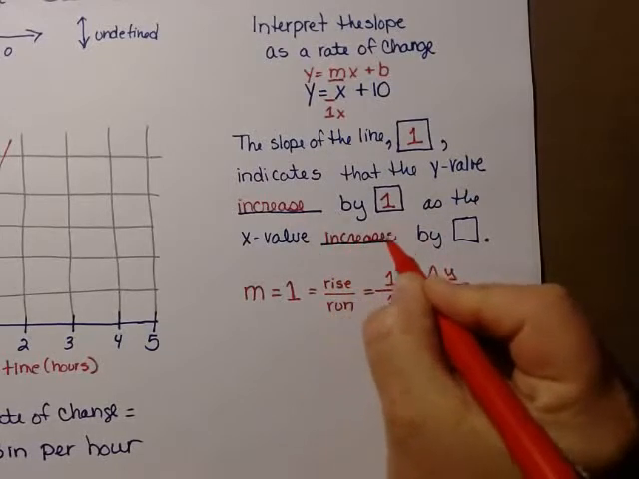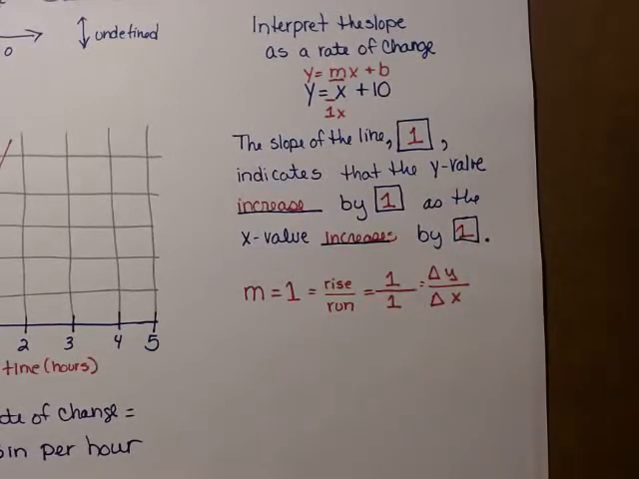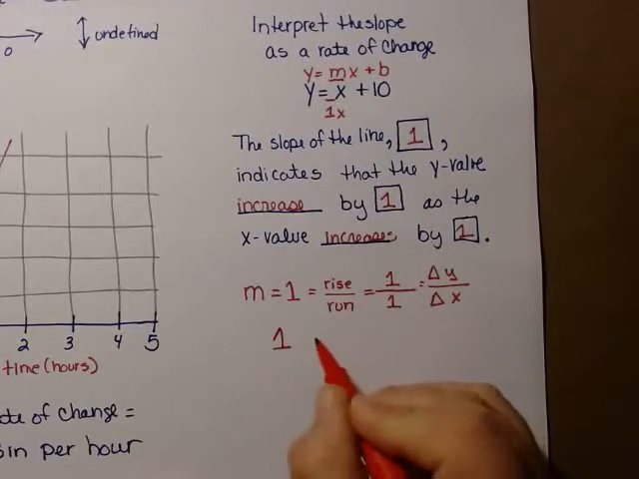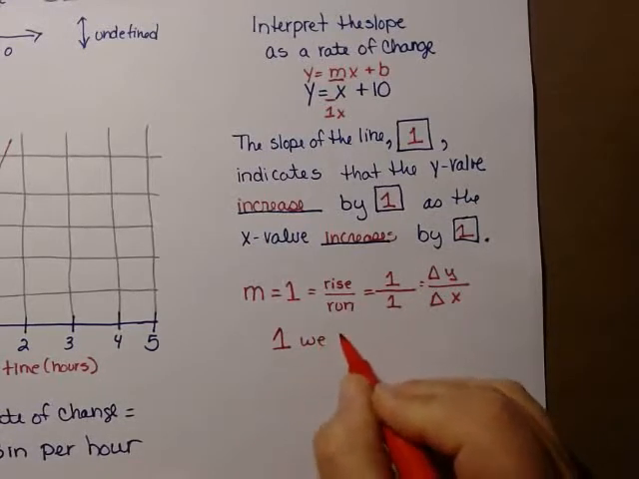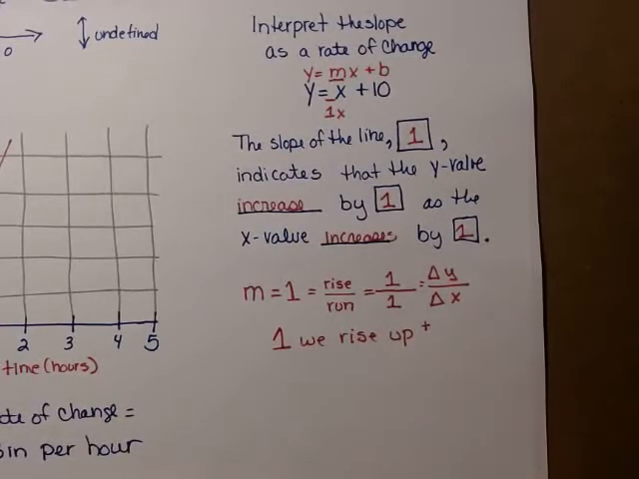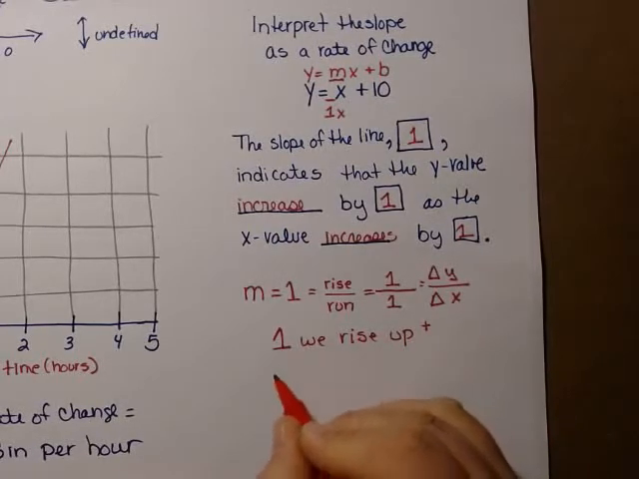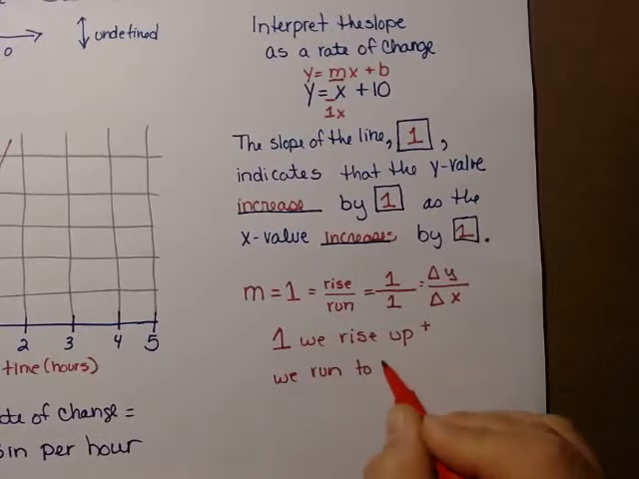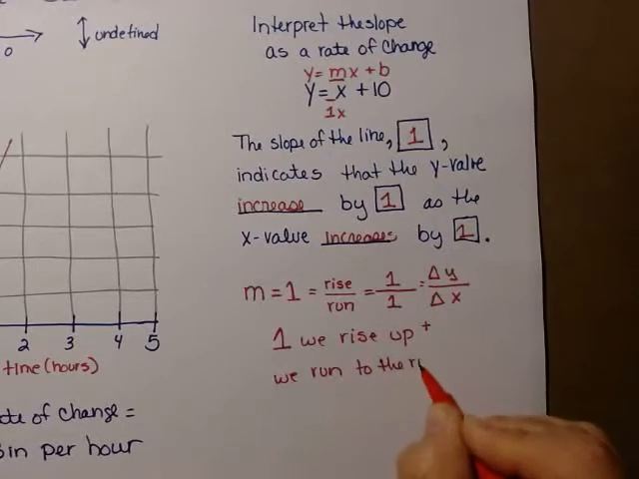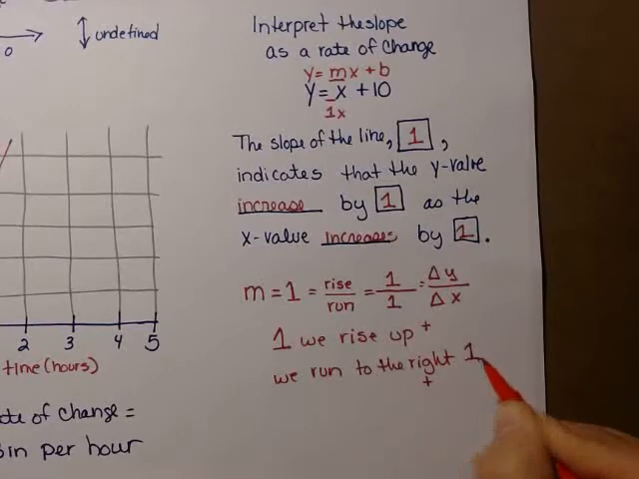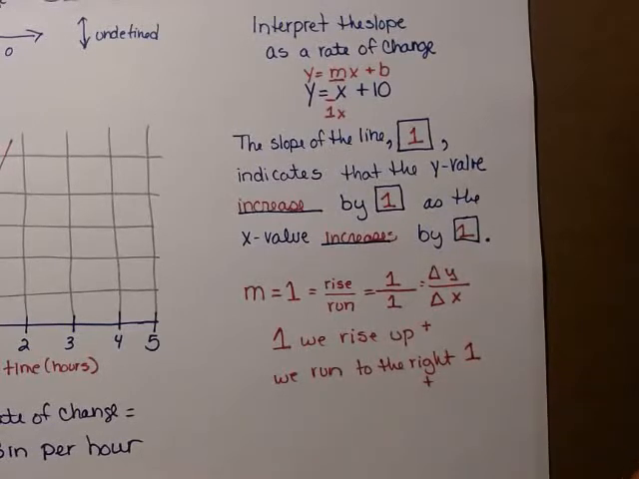increases by 1. It's just a crazy way to say that for every 1 we rise up, and up is positive, so that's an increase, we run to the right, and going to the right is also positive 1. It's just another way of saying that.